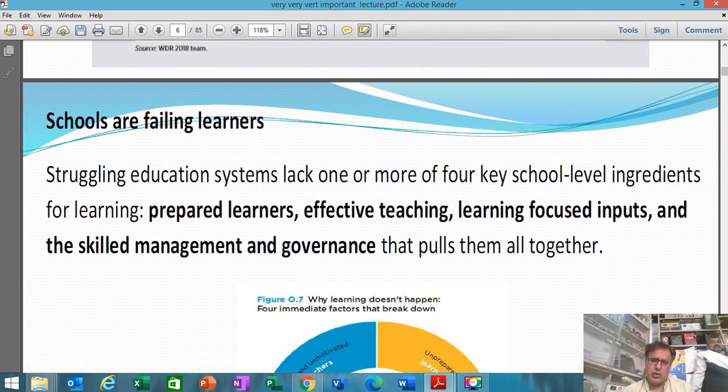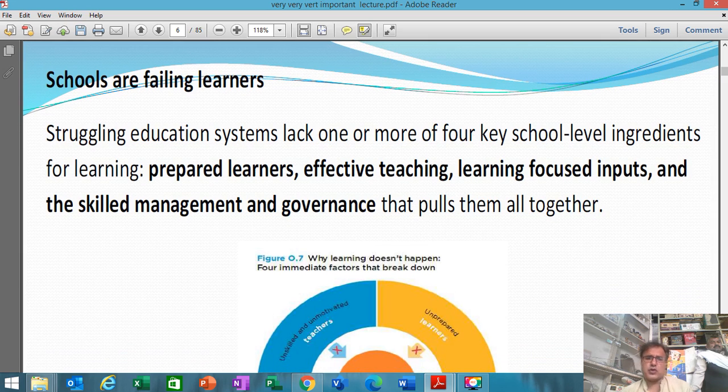But if you look at different schools, colleges, and even universities, they are failing. Schools are failing learners. They do not provide them with an atmosphere where they are nurtured, but rather they are exploited and destroyed. So we can say that a struggling education system lacks one or more of four key school level ingredients for learning.